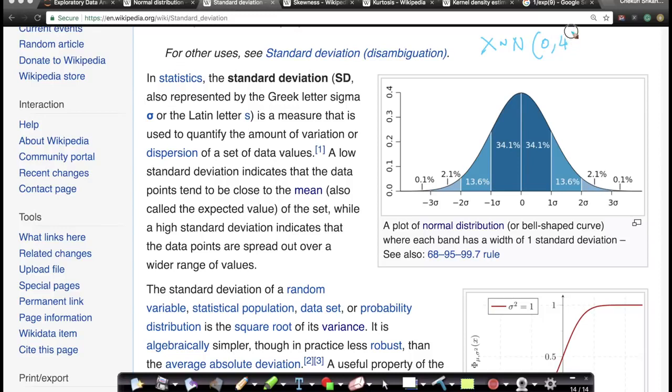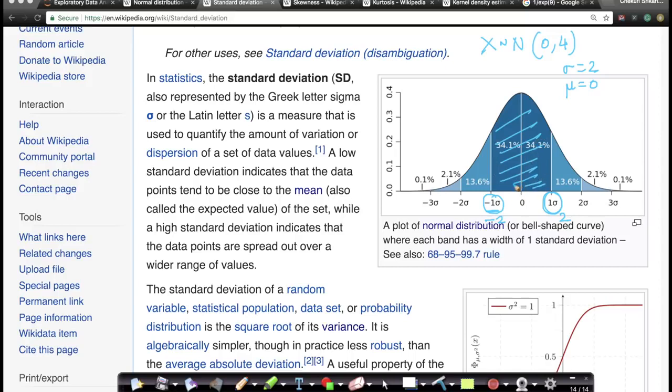Which means, in other words, if my x is normally distributed with a mean of 0 and a variance of 4, so sigma equals 2 and mu equals 0, then between my minus 1 standard deviation and plus 1 standard deviation, right? My standard deviation here is 2, right? So between minus 2 and 2, I will find 68.2% of the points.